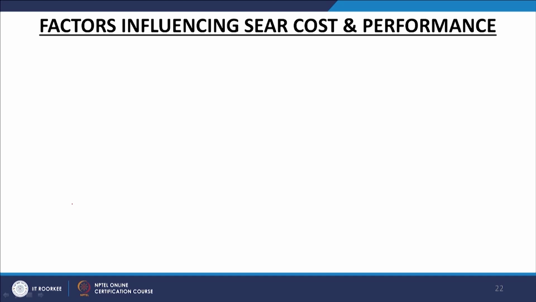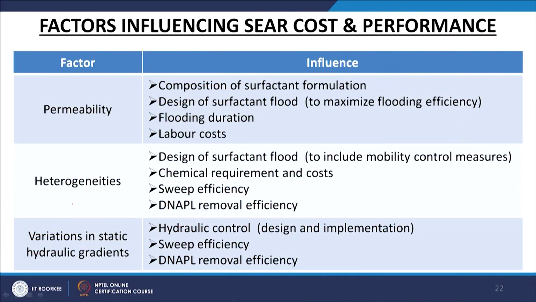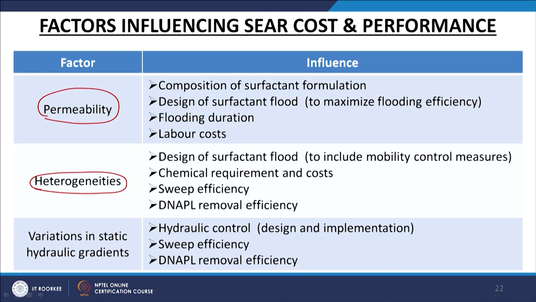So, what are the relevant aspects that one needs to be concerned with with respect to the cost and performance? As we mentioned multiple times, heterogeneity will lead to greater complexity in the system and thus a greater level of control. We will look at them. Part of the relevant aspect typically includes permeability of the system. And another aspect that might come in within the context of heterogeneity is the variation in the static hydraulic gradient. So, these are different aspects.